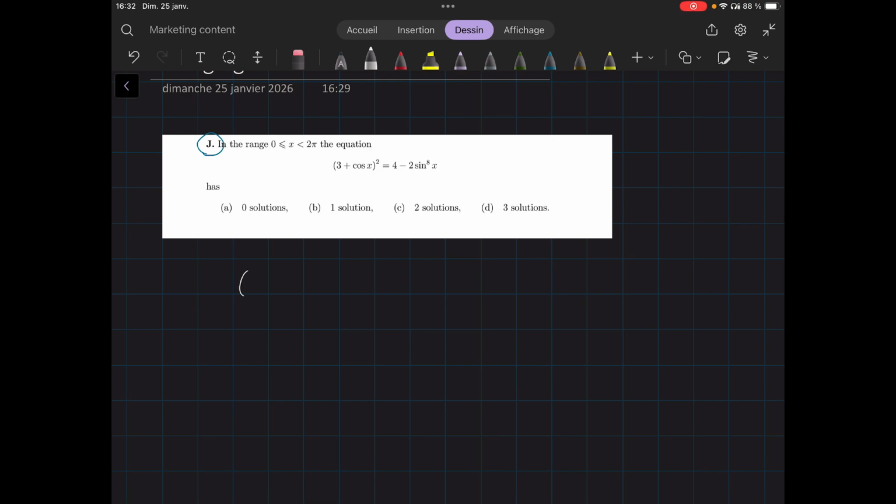We're asked to solve the equation (3 + cos x)^2 = 4 - 2 sin^8 x. At first glance, you might think, okay, we can expand the brackets, maybe we'll go somewhere. But the question remains, how are you going to tackle this guy? It will take quite a bit of time and a lot of algebra to manipulate the right hand side down to something that is manageable. So that might not be the best option.